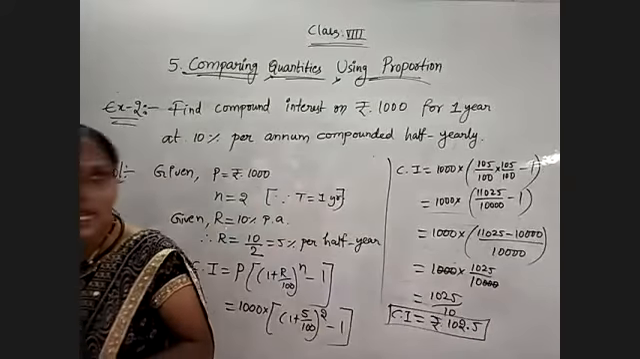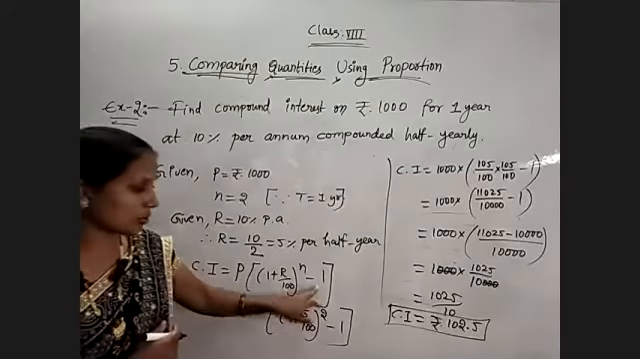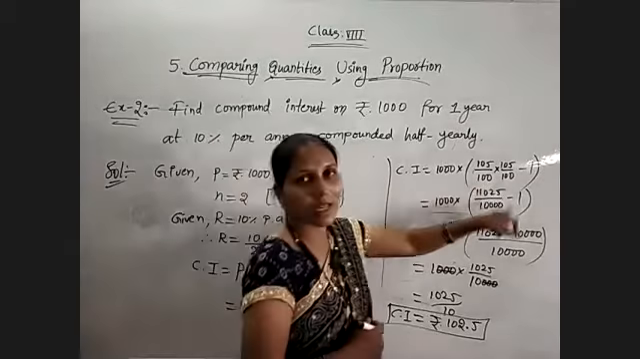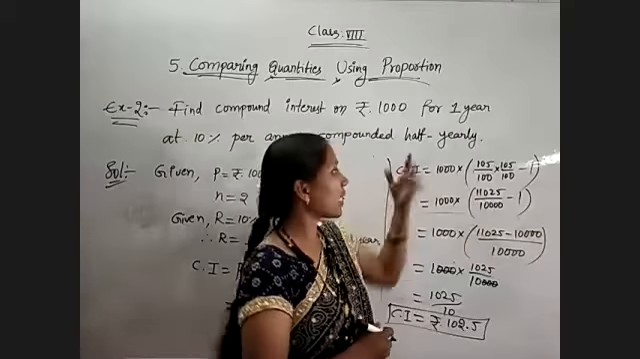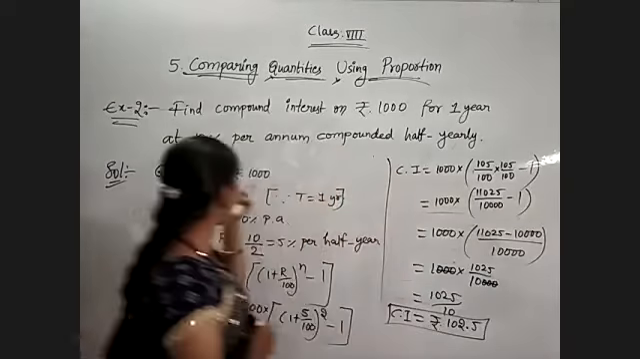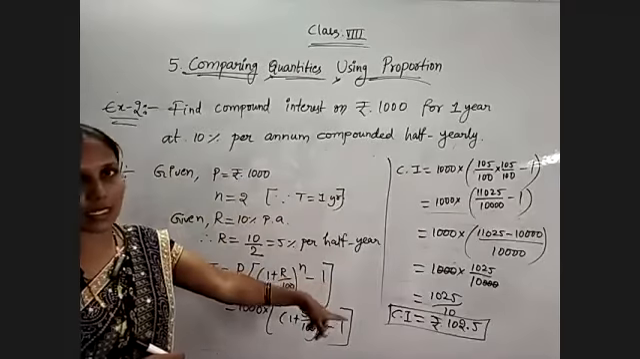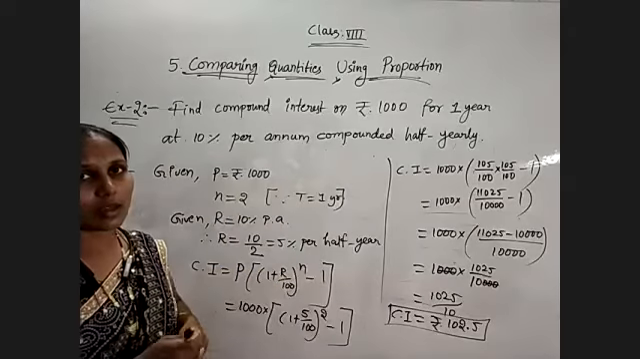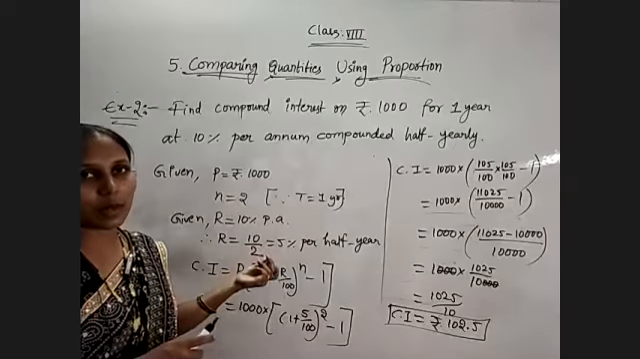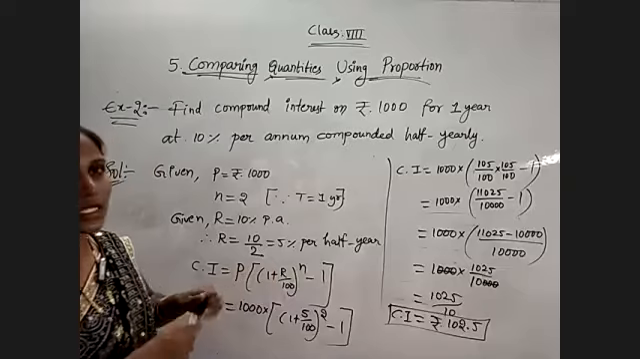If you find these calculations difficult, with cross multiplication and all, first find out the amount, then take the difference of amount and principal, and you will get the compound interest. Like that also we can do, no problem. Like the previous problem, once again observe this question.